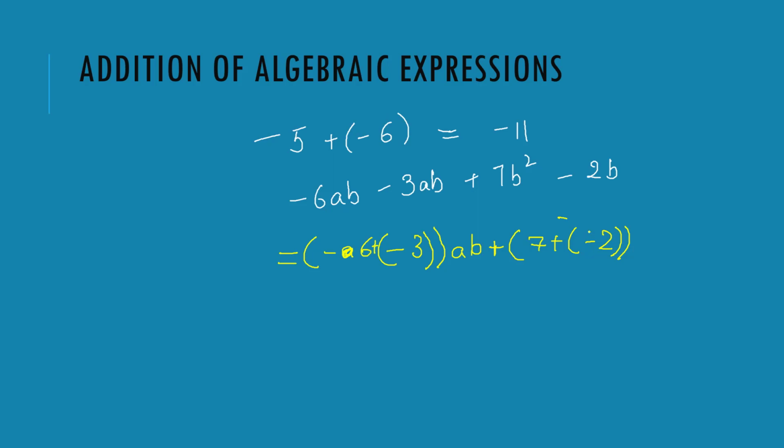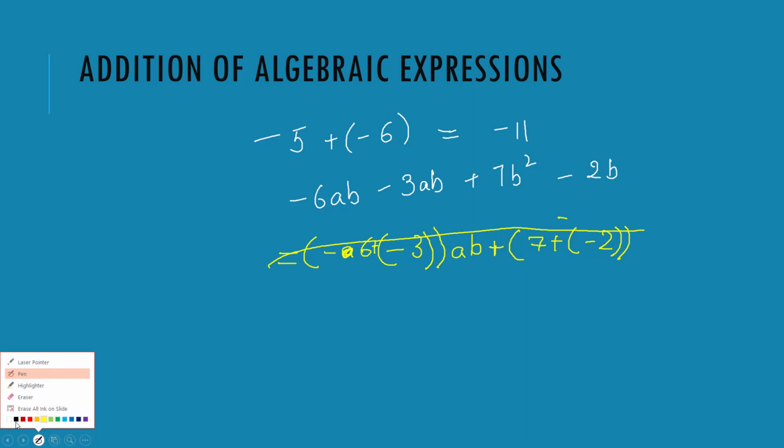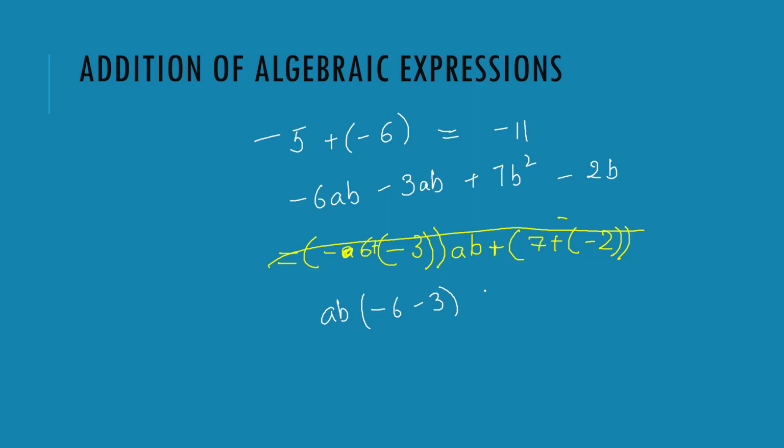Let me tell you quickly. I read the whole thing wrong? No, I'm not trying to correct it, rather write it. So this part is okay. ab you have kept outside. Now how many terms have ab? One is minus 6, the other is minus 3. Now 7b square, is there any like term? None. 2b, there is no like term. So they will stay as they are.